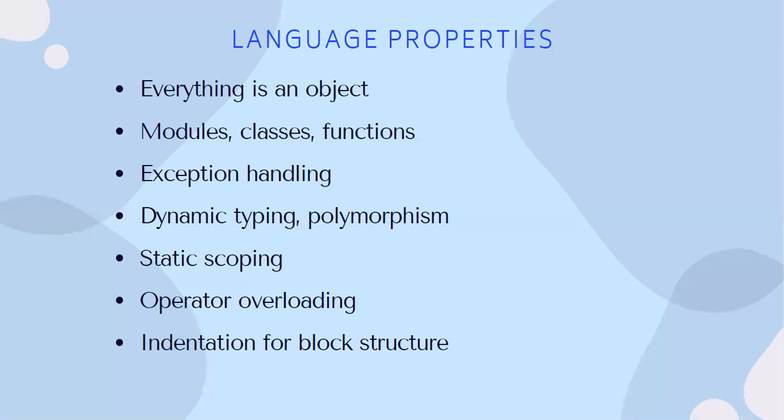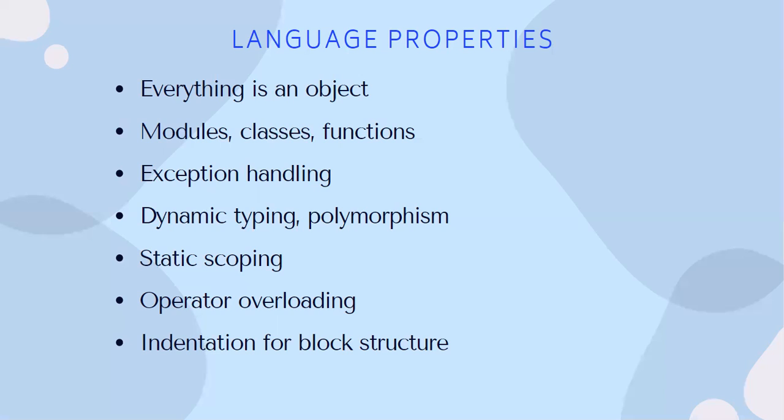Going forward to static scoping. When you create a variable or an object, you can change that object and access it everywhere inside the code, unless it is defined inside a function. That is static scoping. You can access the object everywhere in the code.